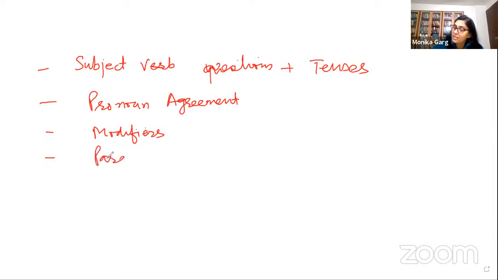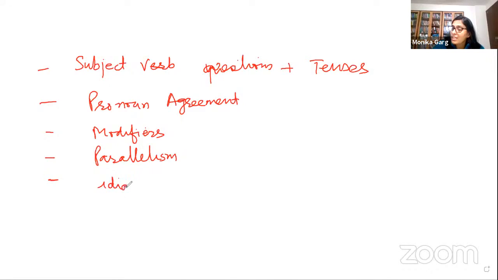Then you have parallelism. Parallelism is like, you may have all the correct ingredients in the sentence. It might be that the structure looks a little awkward. In that case, you need to use the words that are parallel to each other. So we're going to discuss those as well.